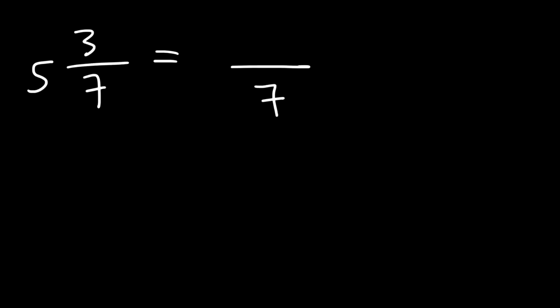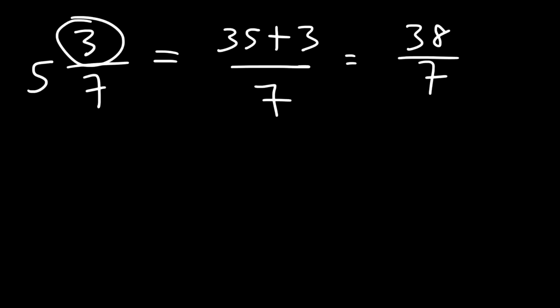So let me give you another example. Let's say I have 5 and 3 over 7. So the denominator will stay the same, but what I need to do is multiply the whole number by the denominator. So that's 5 times 7, which is 35, and then add the numerator to it. So 35 plus 3 is 38. So 38 over 7 is equal to 5 and 3/7.